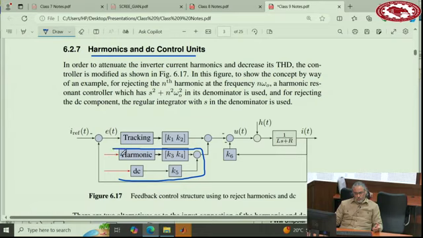And the input to these blocks, this is the important thing, should not come from here. The input to these blocks should come from the current, from the output. That's why I put it in red, because I wanted to emphasize that. This comes from the current. Because if for any reason the current is distorted, it should remove those harmonics.